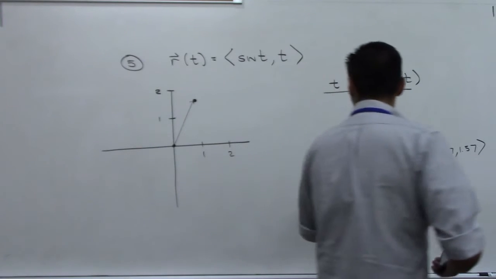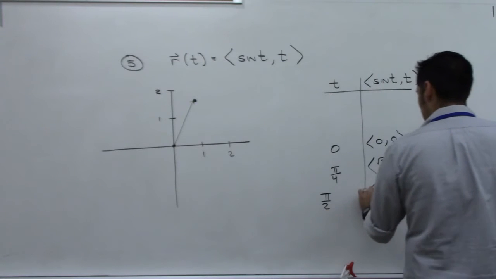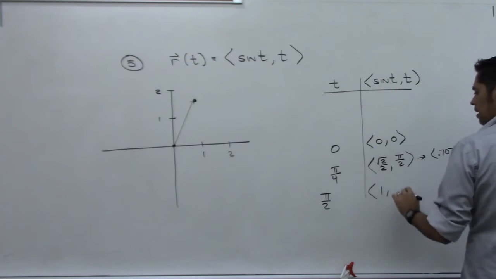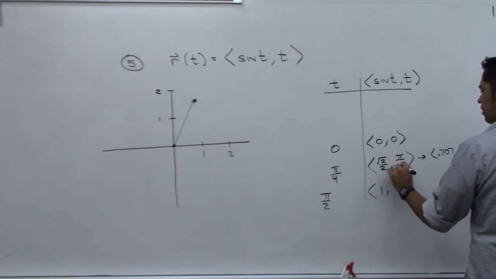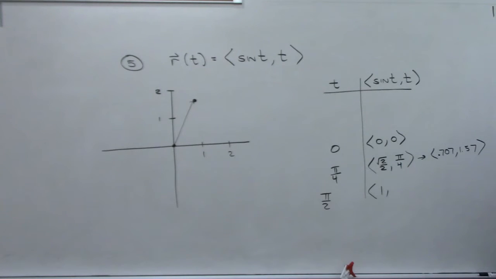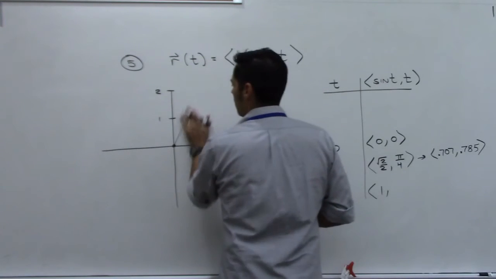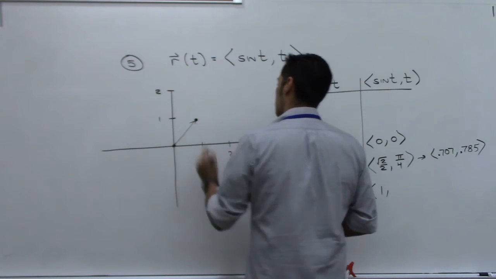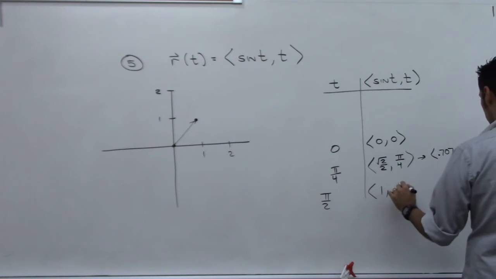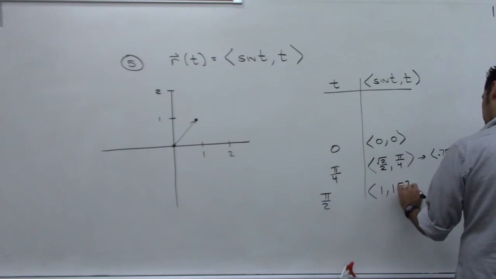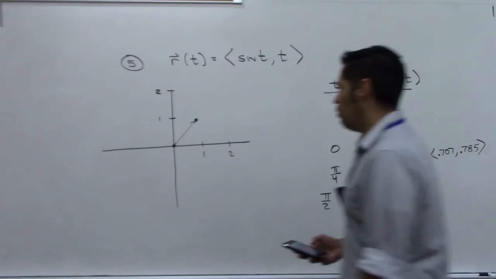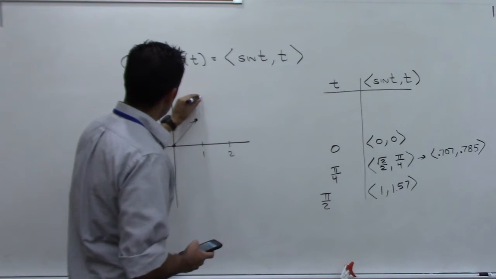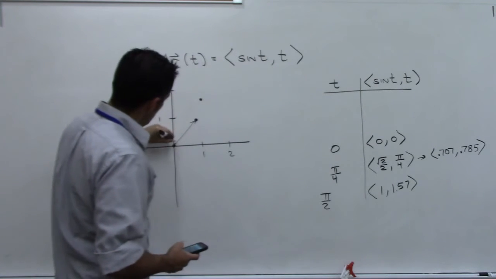And now I can do something like pi over 2. Sine of pi over 2 is 1. And then, hold on. Oops. Let me bring this back. 0.707, so something right around there. And then pi over 2, I forgot, 1.57. So I go out 1.57, which is up here, somewhere around here. So now I'm at this vector.